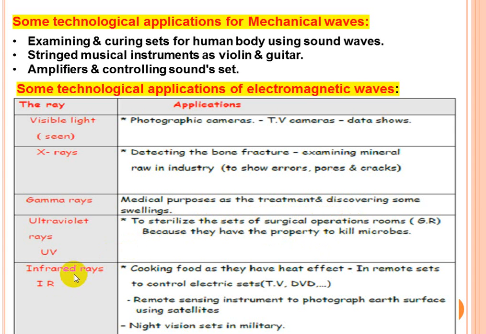Finally, infrared rays, which have a thermal effect, are used in cooking food, as in the microwave, and in remote sets to control electric sets like TV and DVD. Also, infrared rays are used in remote sensing instruments to photograph the Earth's surface using satellites. Also, they're used in night vision sets in the military, like the night cameras used for military purposes.